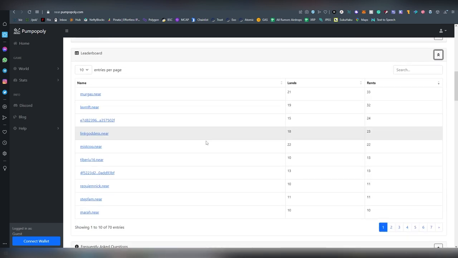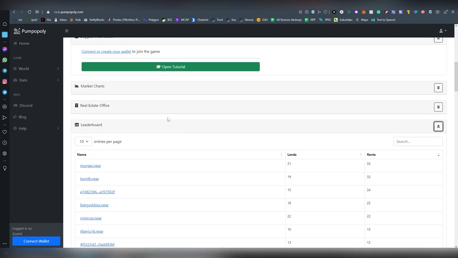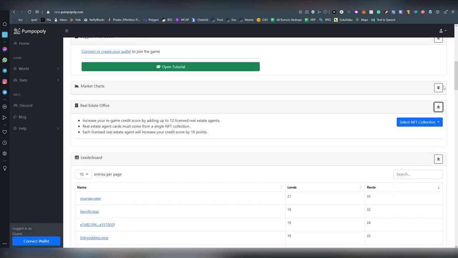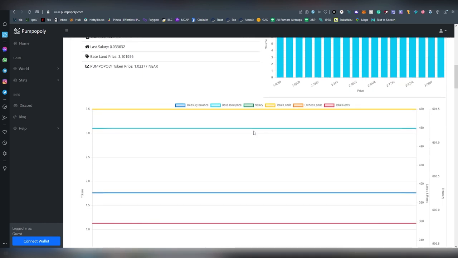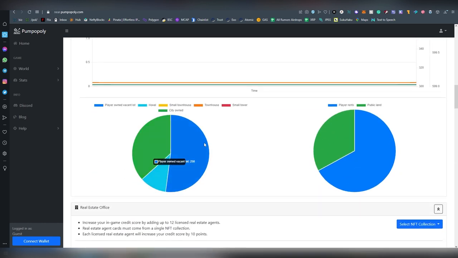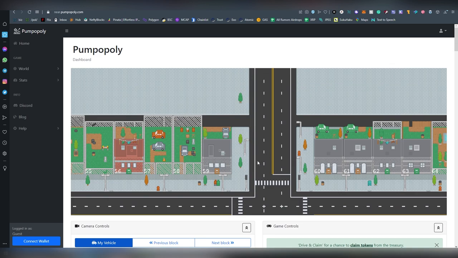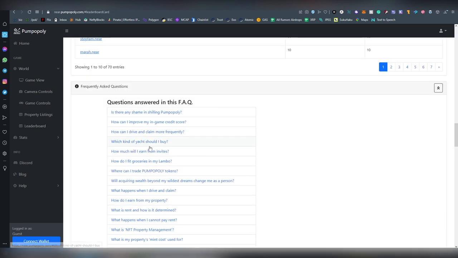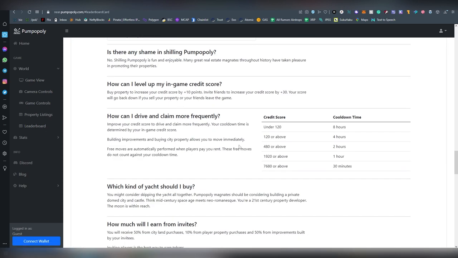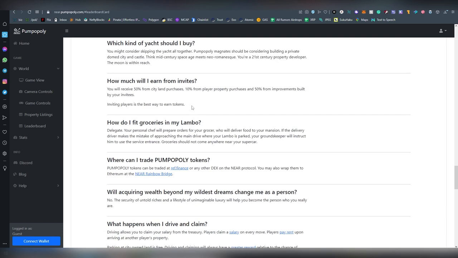And here are some amounts of lands and rents that they have done, and there's a real estate office and market charts of the amount of rents. I got in on day one, so it's been cool to see how the game is slowly starting to grow. But it's a very basic investing game, it doesn't require superior mathematics to understand. Everything is explained in the doc files, and you can just read how the tokenomics work, and the credit score system, which is a very integral part of this whole thing.